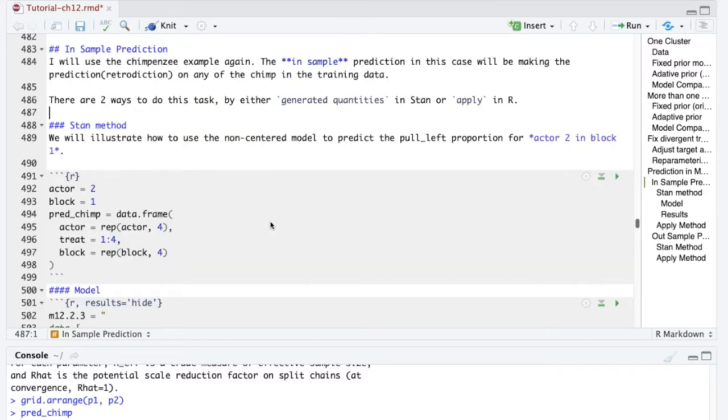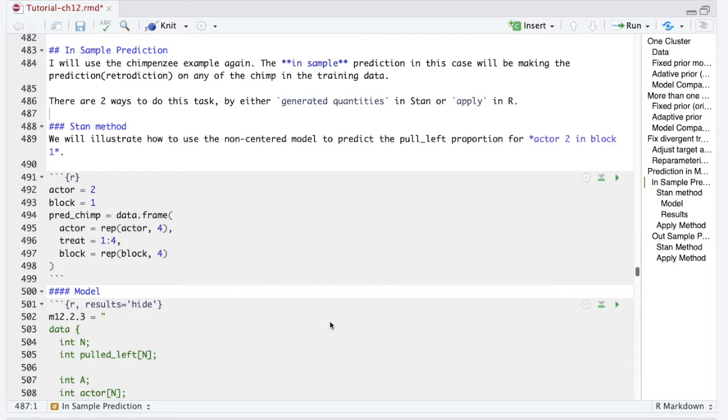Either in-sample prediction or out-of-sample prediction by using the standard generated quantities block or using the apply method. I believe most of you are familiar with Stan and R now, so I won't talk about too many details, but just the ideas behind these two methods. In-sample predictions are like doing backtesting. Here, I will use the non-centered version model to make the backtest prediction for the second chimpanzee in block 1, to predict the chimpanzee's reaction under different treatments from treatment 1 to treatment 4.